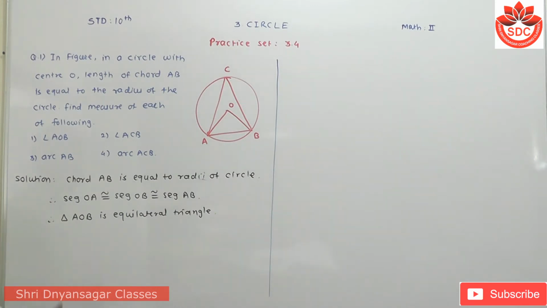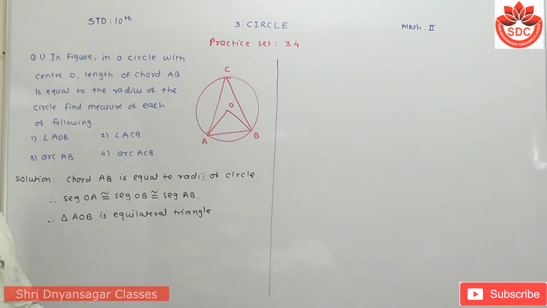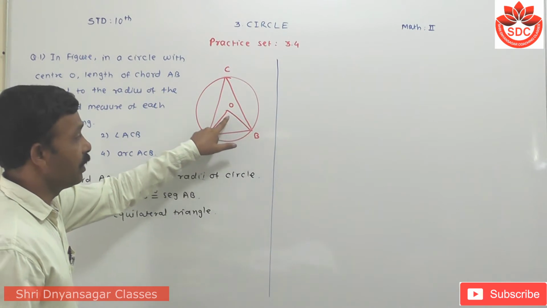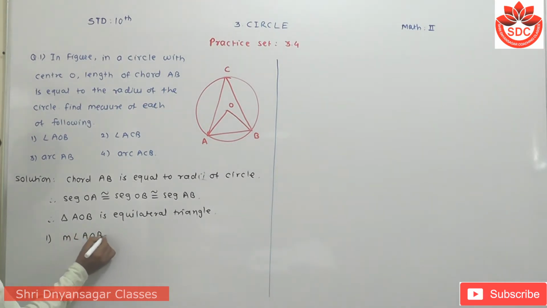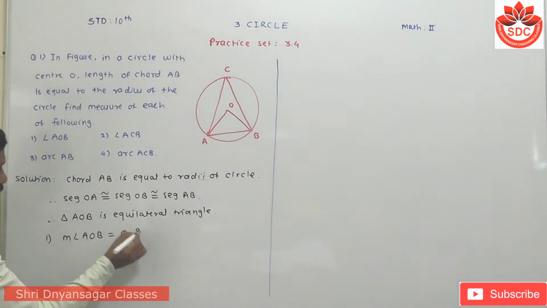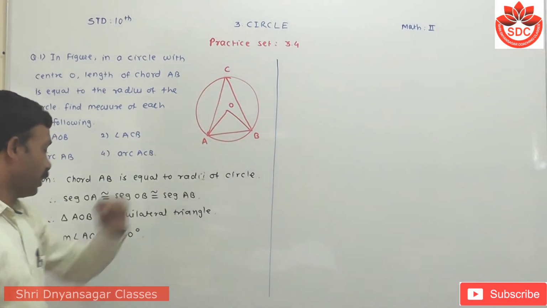All of you know the property of an equilateral triangle. If the triangle is equilateral, then all its angles are equal and the sum of the angles is 180 degrees. So the answer to the first one, angle AOB, is 60 degrees. Okay. Then we find the measure of angle ACB.